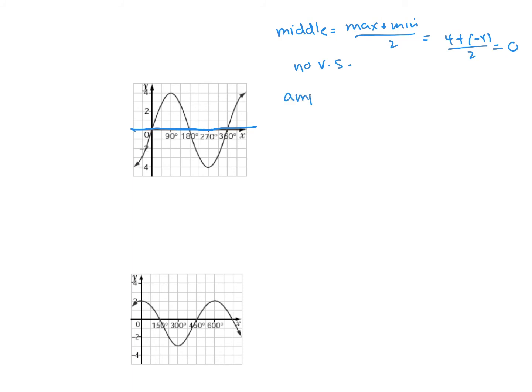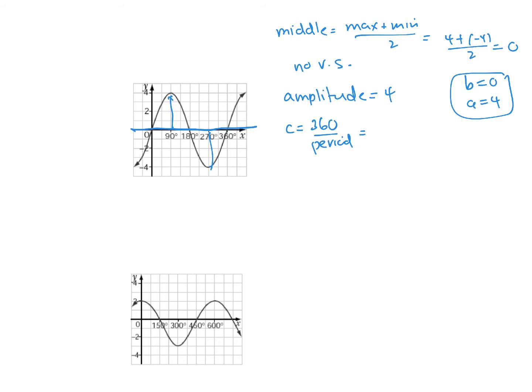I can find the amplitude. I can just count. So it's 4 to the top, 4 to the bottom. So the amplitude's 4. So right now I know B is 0, A is 4. Then I'm going to find C. Normal period's 360. I'm going to divide it by the period of this graph. So the period of this graph is the regular 360. So C is just 1.